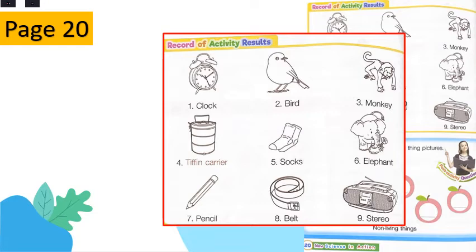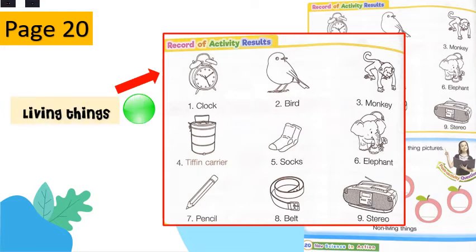Number 1. Color the picture green for living things. You remember living things, right? Living things can move, can breathe, can grow. Next, color red if it's non-living things, meaning non-living things cannot move, cannot breathe, cannot eat. Okay, now color the picture.